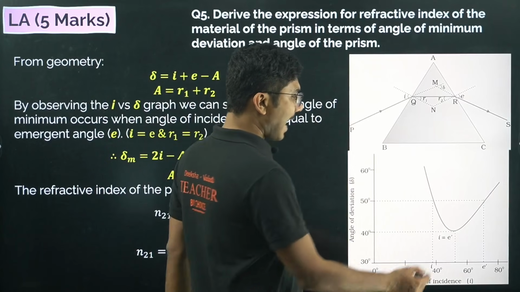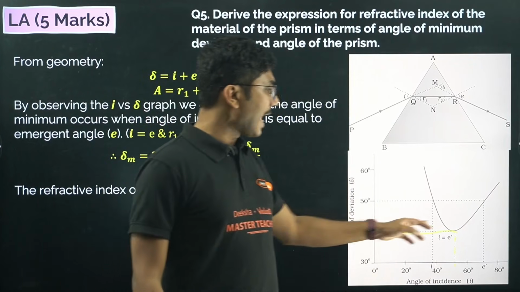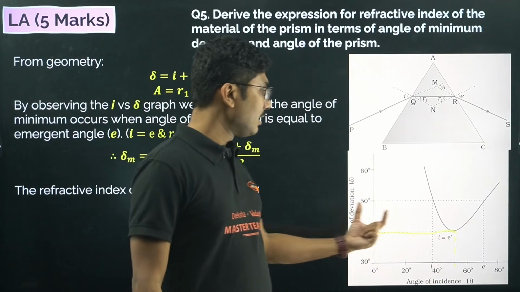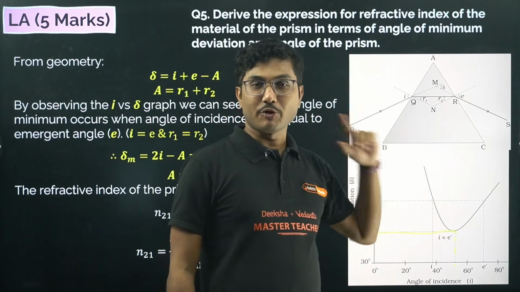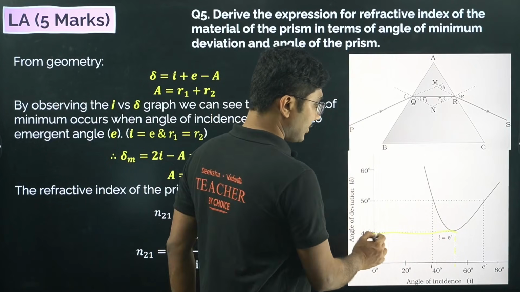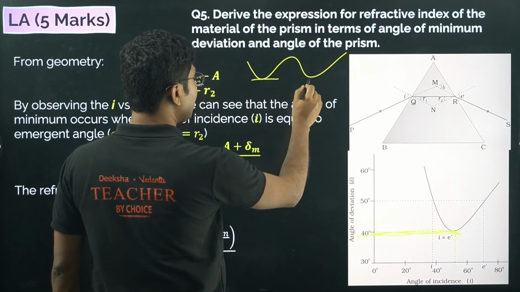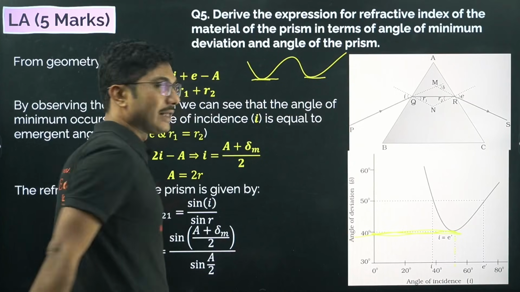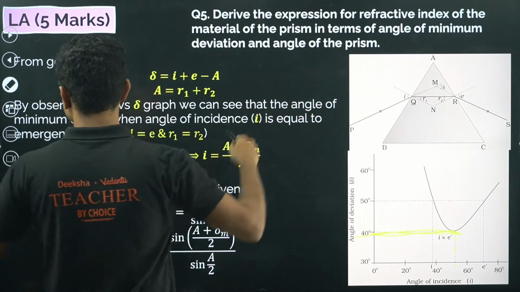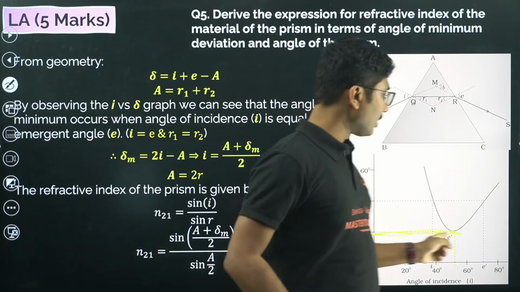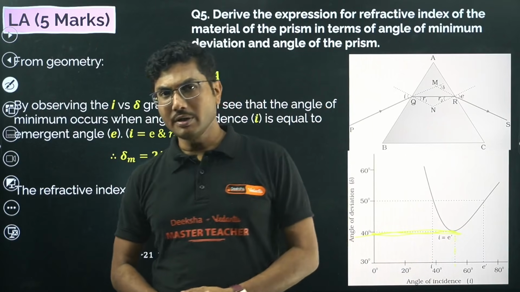Okay, and at this particular point the angle of incidence and angle of emergence become equal. So that means this is the position where we get the minimum deviation. Minimum deviation means, if you observe any graph, this is called a minimum point. This is first minimum, second minimum, like that. You have done maximum and minimum in your integration or differentiation chapter, right? So minimum is basically the lowest point in a graph.